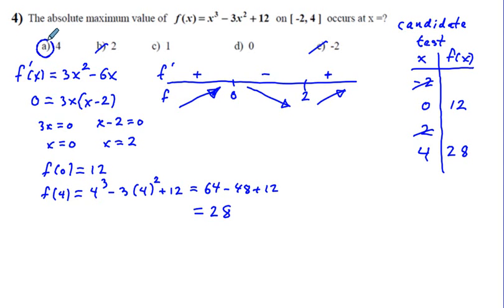Now on the test that I reviewed, I had more than one student that showed this kind of work, yet picked 0 as the x value where the maximum occurred. I don't know how you do the work and find your answer to be 28 versus 12 and pick D as a correct answer. I don't understand that. I hope I'm going to find that out.